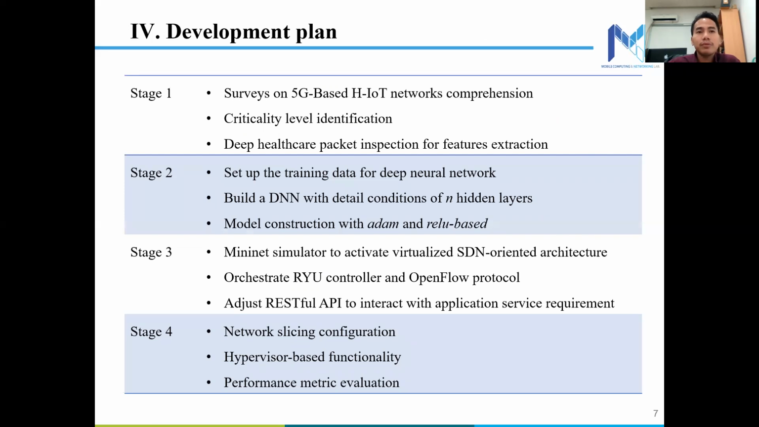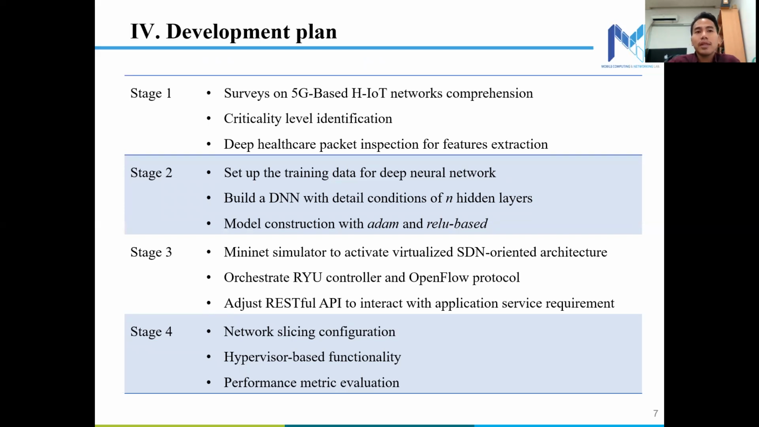In the next section, which is section 4, the development plan is briefly illustrated and separated into 4 main stages. In stage 1, we focus on the surrounding environment of the 5G-based healthcare Internet of Things network, the various types of critical application and feature extraction from the network perspective. And for stage 2, we focus mainly on the deep neural network part by setting the training data, building the model, and evaluating the accuracy metrics.